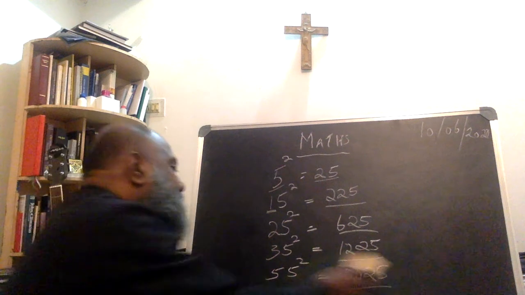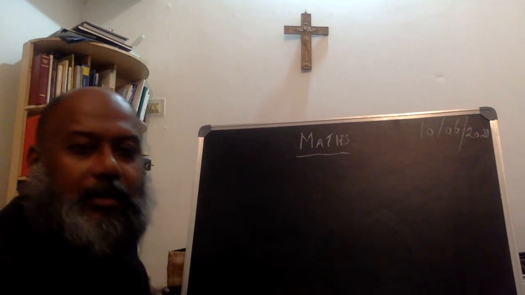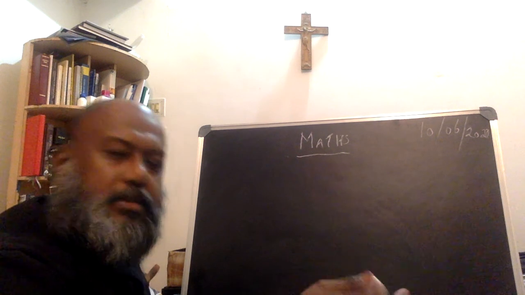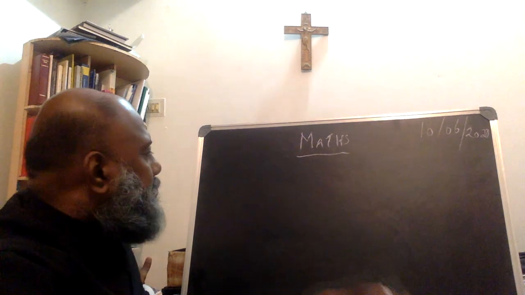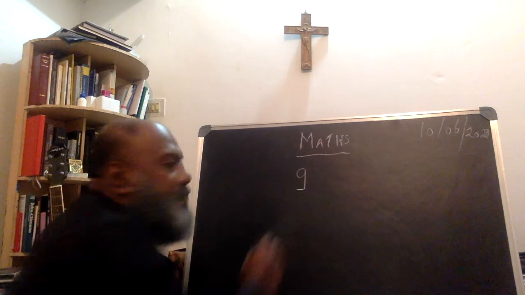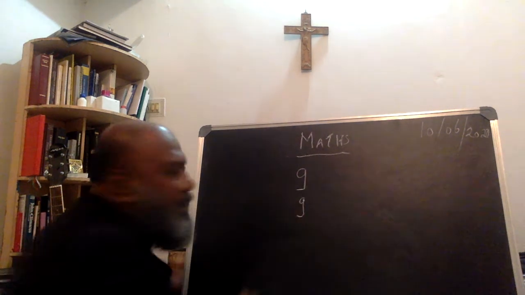Let's try any other number, right? Let's take a simpler number. Suppose we want to find 9 into 9. A lot of children have problems with squaring other numbers that do not end with 5. So let's start with something very basic. If you look at the number 9, and we try to say 9 into 9, so we say 9 multiplied by 9 this way.